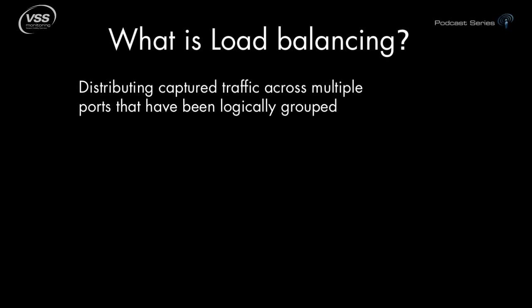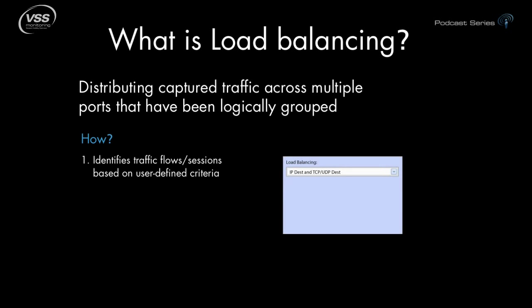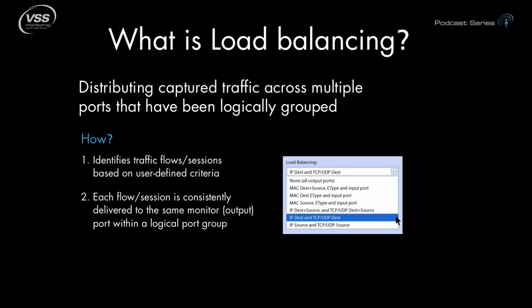So what is load balancing in a VSS tap? Load balancing is distributing captured traffic across multiple monitor ports that have been logically grouped. So how is this done? You can identify traffic flows or sessions based on user-defined criteria. For example, MAC destination and source, Ethernet type and input port, or IP destination and source, and TCP/UDP destination and source. There are also other combinations of these same types of user-defined criteria or flows. Each flow or session is consistently delivered to the same monitor output port within the logical output port group.